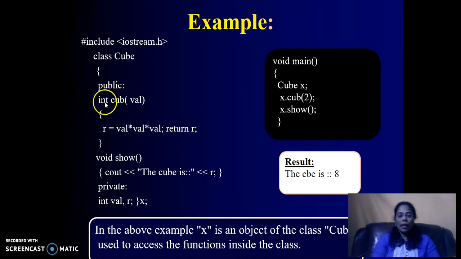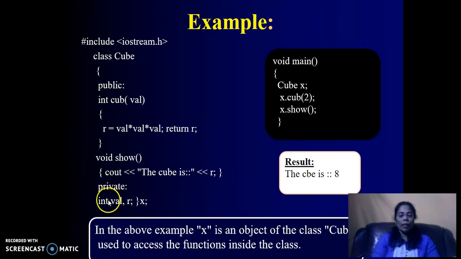Here the data type is int. Void is a different case. Here, if the data type is int, then this function has to return a value of that particular data type. Then cube, and it has a variable value. And then r equal to value into value, I'm doing the calculation and returning r. Then void show, I'm displaying this result.